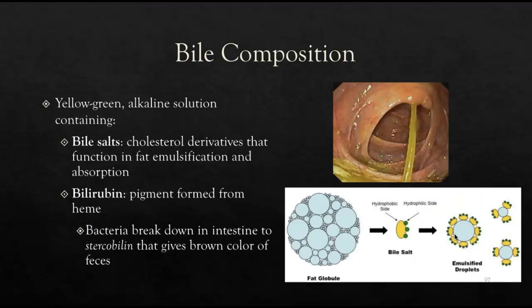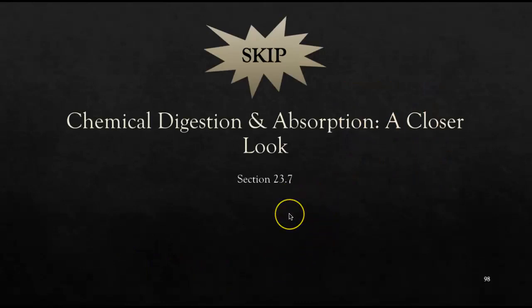Now, what is bile made up of? It is this yellow-green alkaline solution that is going to contain bile salts. Our bile salts are a cholesterol derivative that function in emulsifying fats and absorbing them. We also have bilirubin in it, which gives the pigment, and this is formed from the breakdown of red blood cells and taking that heme. The bacteria in our intestines break it down and turn it into stercobilin, which gives that brown color to our feces. And just a note that we are not going to talk about section 7, which is on chemical digestion and absorption.